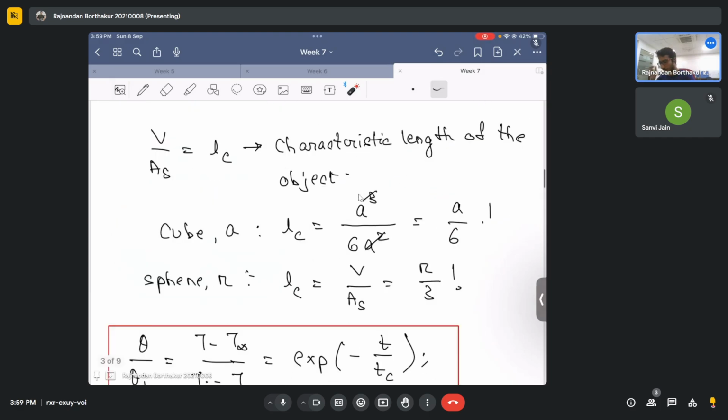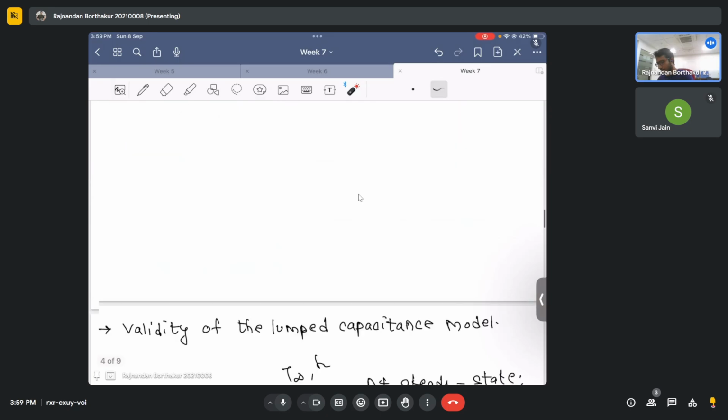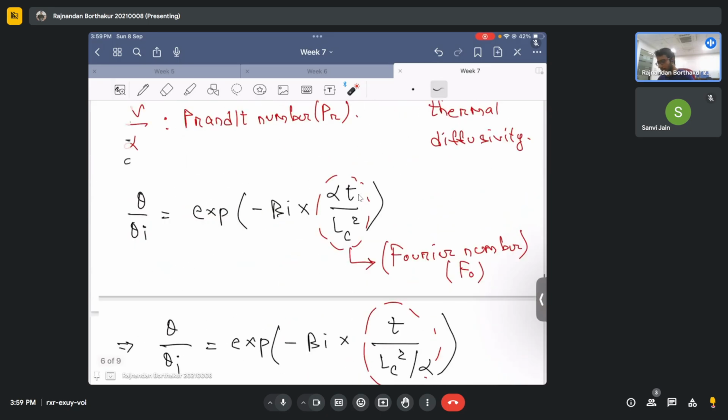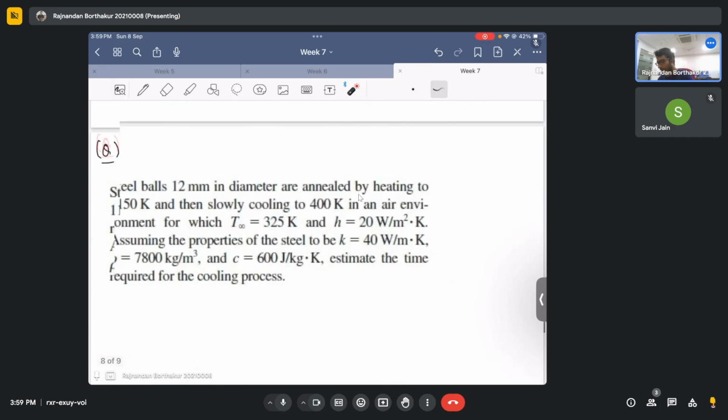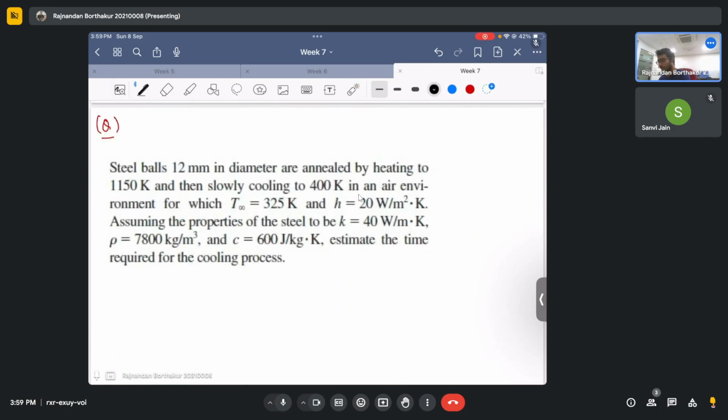All right, so let's now solve some problems related to this lump capacitance model. So this is a simple problem. It says that steel balls of diameter 12 mm are annealed by heating to 1150 Kelvin.